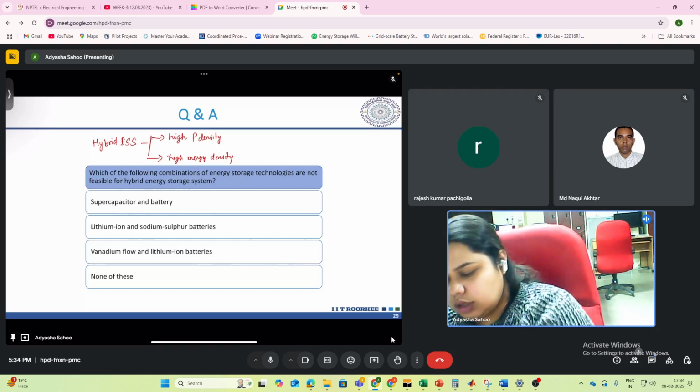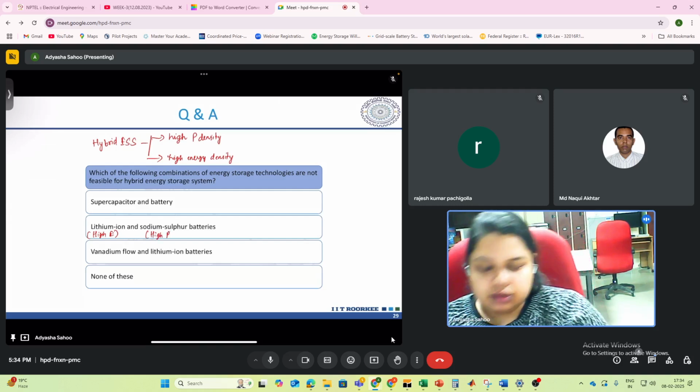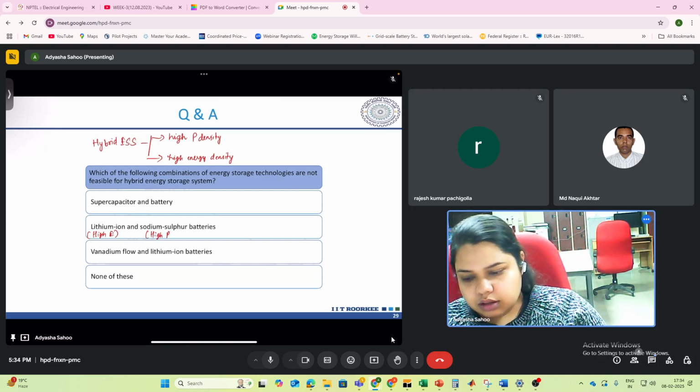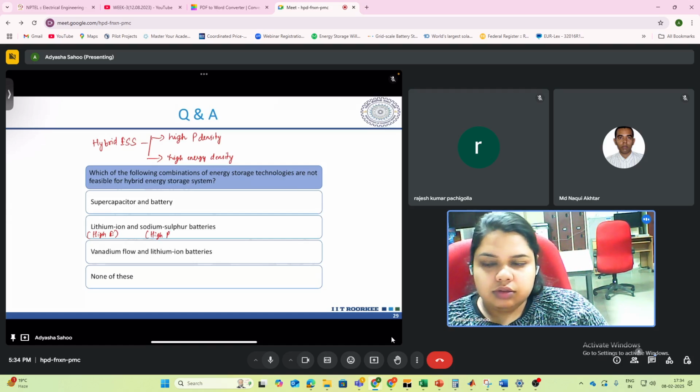So lithium ion is high energy and sodium sulfur is high power. So this is a hybrid energy storage system. Any other option you feel?